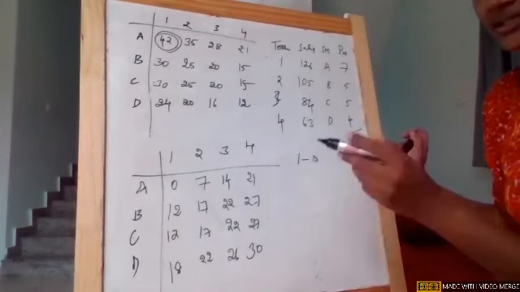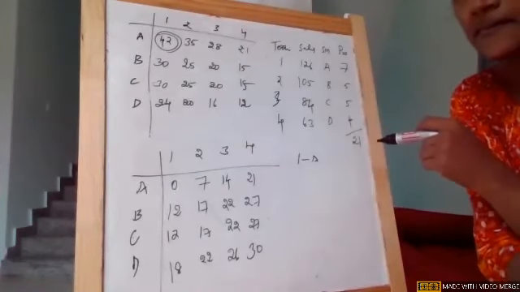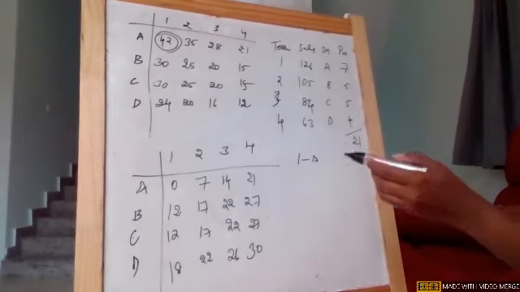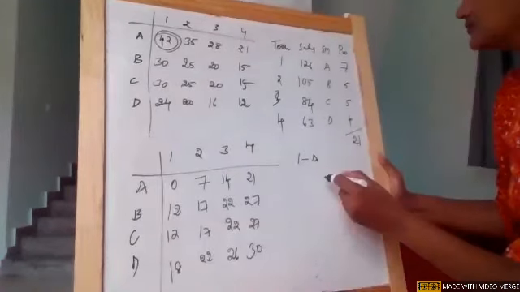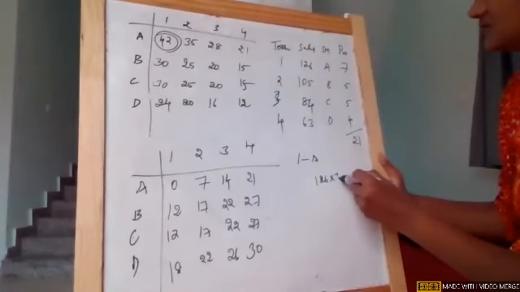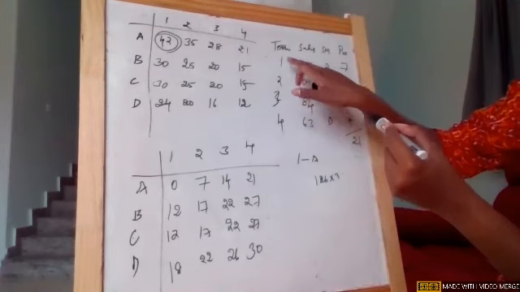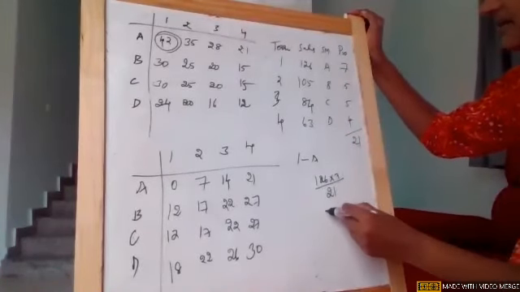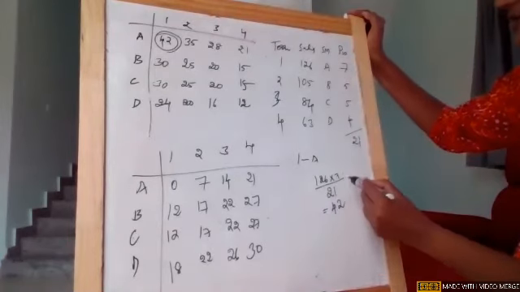I'll just tell you the logic. This proportion of this annual sales, salesman proportion is only 7. Out of the total proportion is 21. So when I do this, I'll get 42.